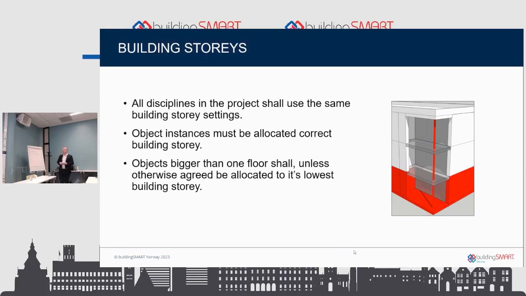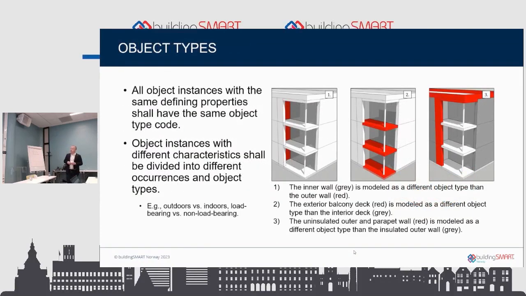We also had some rules about stories. Every building should be split into stories. The whole project, all disciplines, have to work on the same building stories, and all objects have to be allocated to the correct building story. That's for many different reasons, but sorting, filtering, finding information quickly. If there are objects delivered that are taller than one story, if nothing else is agreed, they have to be allocated to the lowest floor that they are bound to, or included in.